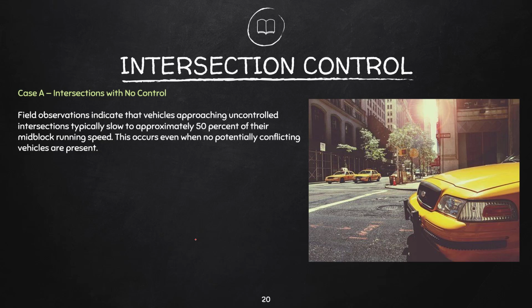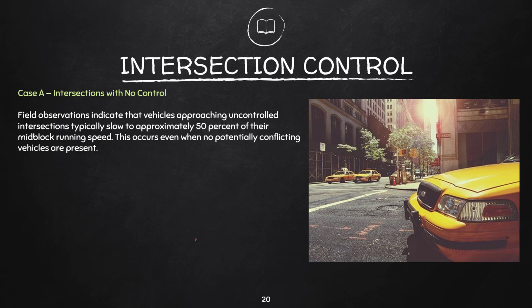Field observations indicate that vehicles approaching uncontrolled intersections typically slow to approximately 50% of their mid-block running speed. This occurs even when no potentially conflicting vehicles are present. So for intersections with no control devices, it is studied that the normal approach of the driver should be to stop or reduce speed to approximately 50%. Of course, the natural behavior of drivers will be to reduce their speed to about 50% of their original.